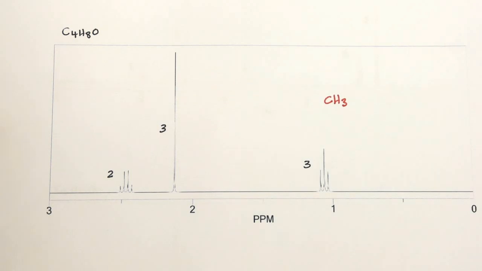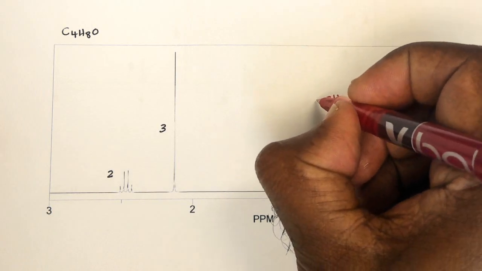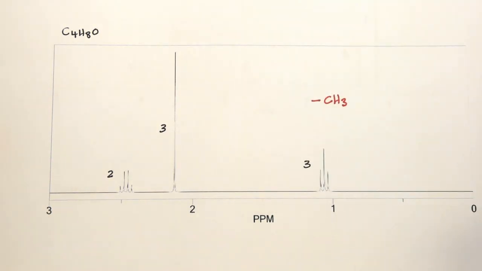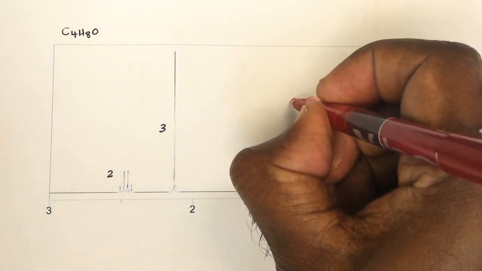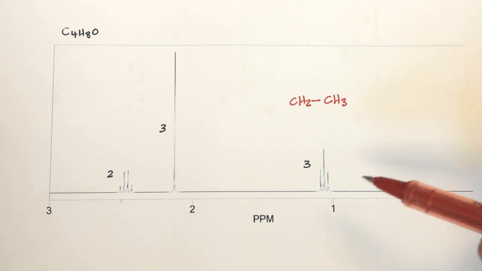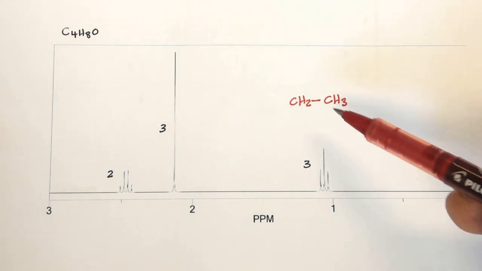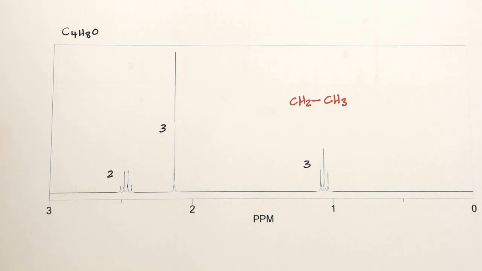Now the fact that it is a triplet indicates that this group is bonded adjacent to a CH2 group using the n+1 rule. So the n+1 rule states that if a signal is a triplet, it becomes a triplet because there are 2 neighboring protons. 2 + 1 = 3, and therefore it is a triplet.